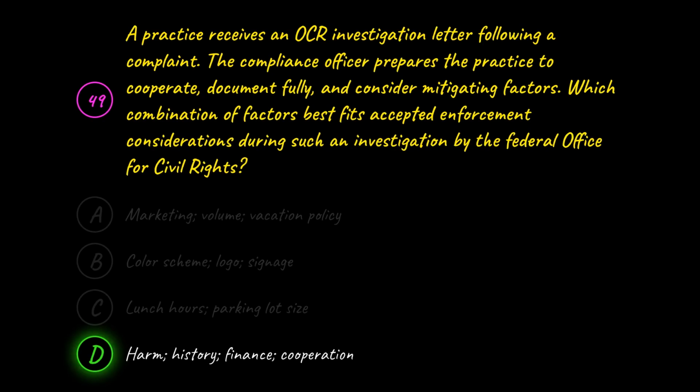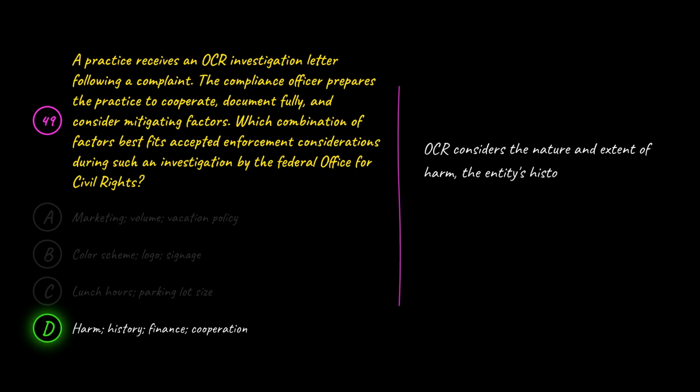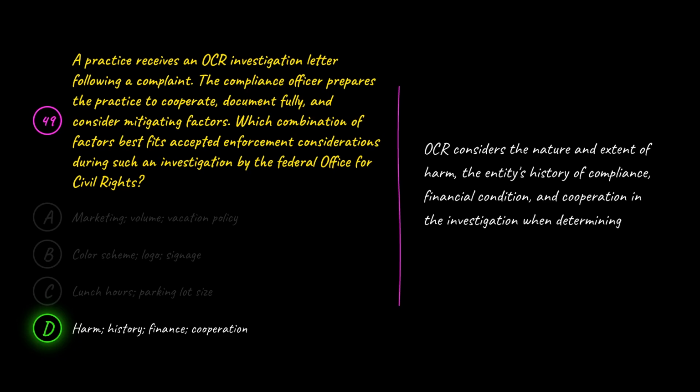The correct answer is D. Harm, history, finance, cooperation. D is correct because OCR considers the nature and extent of harm, the entity's history of compliance, financial condition, and cooperation in the investigation when determining penalties, alongside the specific facts of the alleged violation under review.